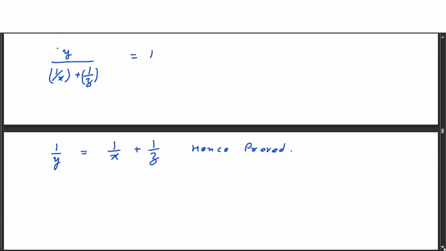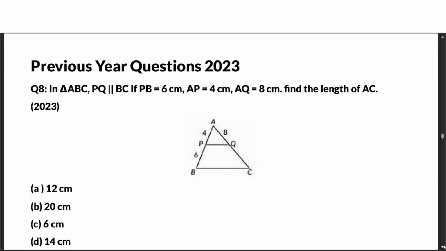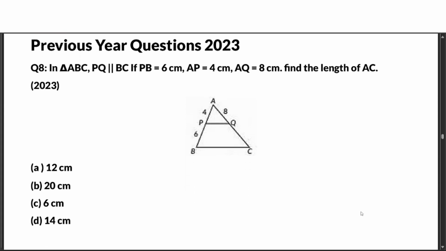Now coming to the 2022-23 questions. So again you can see it is one of the MCQ questions. First you can see it is saying, in the triangle ABC, ABC is a bigger triangle, PQ is parallel to BC, and PB you can see 6 centimeter is given, AP you have been given 4 centimeter, and AQ you have been given 8 centimeter. So you have to find the length of AC. What are the options you have been given? 12 centimeter, 20 centimeter, 6 centimeter, and 14 centimeter.